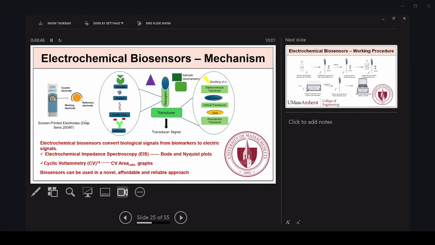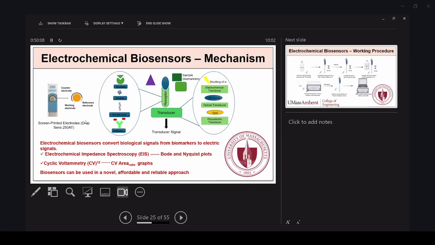And then cyclic voltammetry, I'm sure that most of you know about this, CV, oxidation and reduction reactions. Imagine, we are just doing a biological assay and trying to get electrochemical data for that particular biological assay. How cool is it, right?